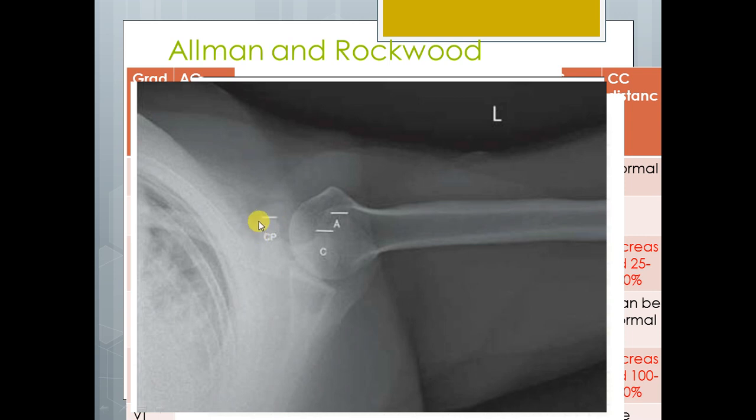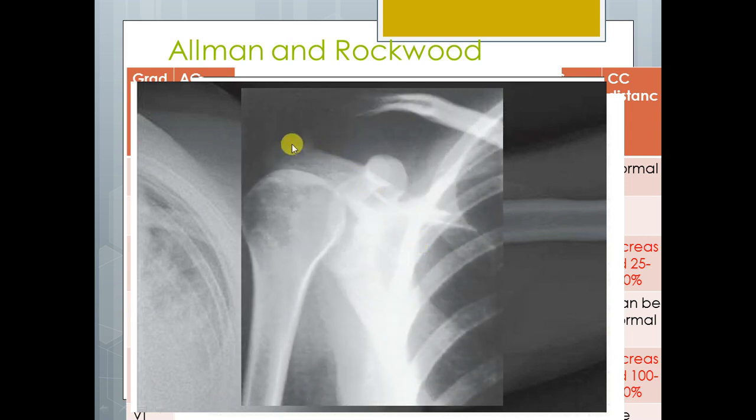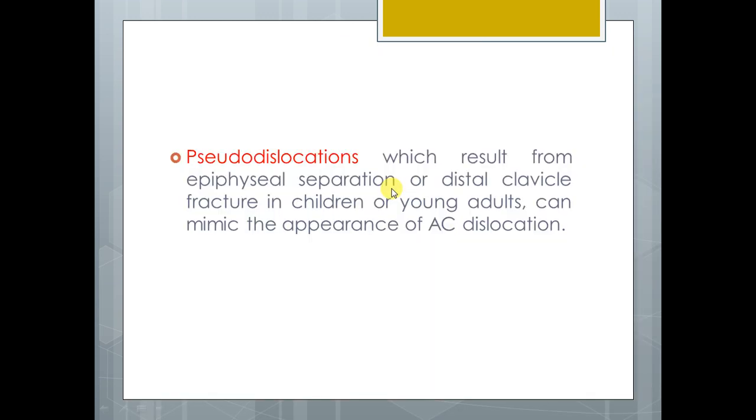This is the coracoid process. This is the configuration of the coracoid process. This is the anterior border of the acromion, and this is the anterior border of the distal clavicle. Still, it is displaced posterior to it, so it is type 4. Type 5 is highly displaced.